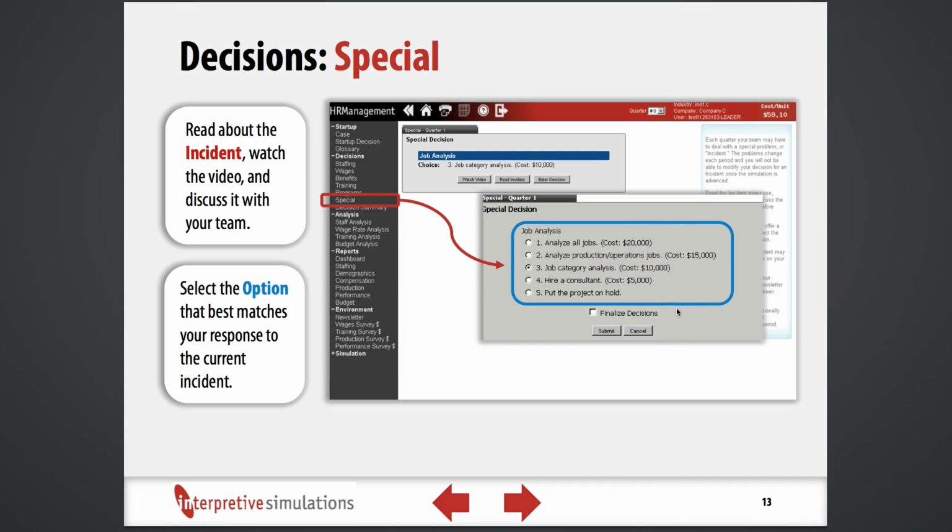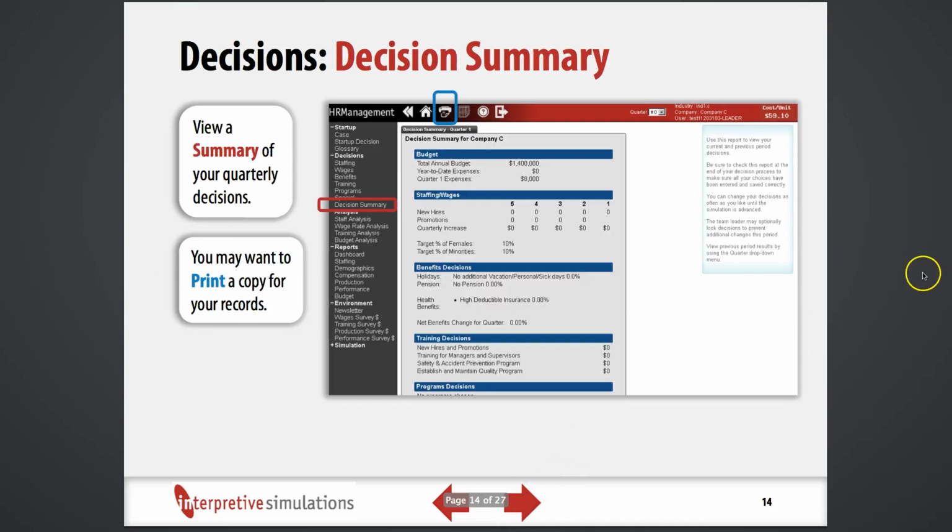You should know that not every special decision or special incident has a cost. Some of them do, some of them don't. So it's just important that you understand that and you're ready to budget for it when that comes up. So once you decide what you want to do as a problem, you click finalize decision, and hit submit.